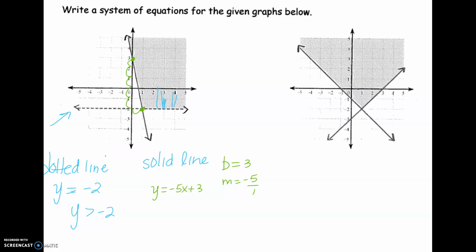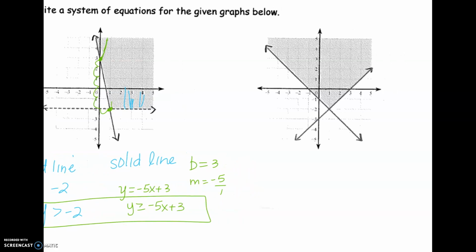This is solid. Now we've got to talk about our shading. Are the y values where it's shaded getting bigger from the points? Yes, they are. And it's solid, so it's going to be greater than or equal to. So this is y is greater than or equal to -5x plus 3. And that's your system.